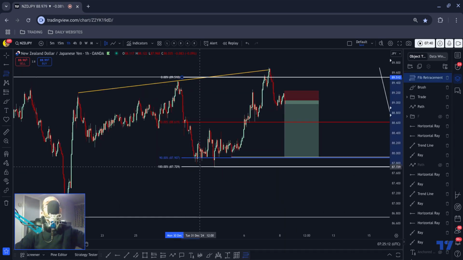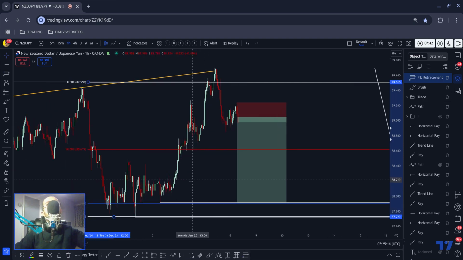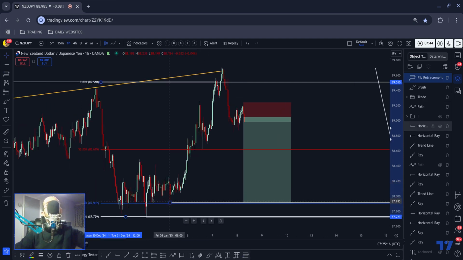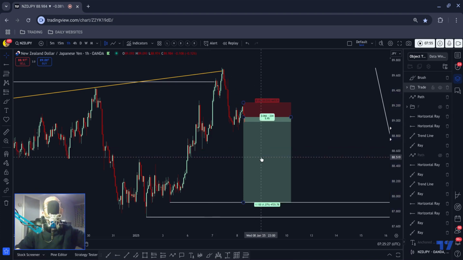I measured from here to here, and I set my take profit literally not exactly at the 90%, but at this low here, because the 90% area is where price can pull back deeply, even if it's going to continue going. And when I measured that, that gave me a profit target of 5.95%.